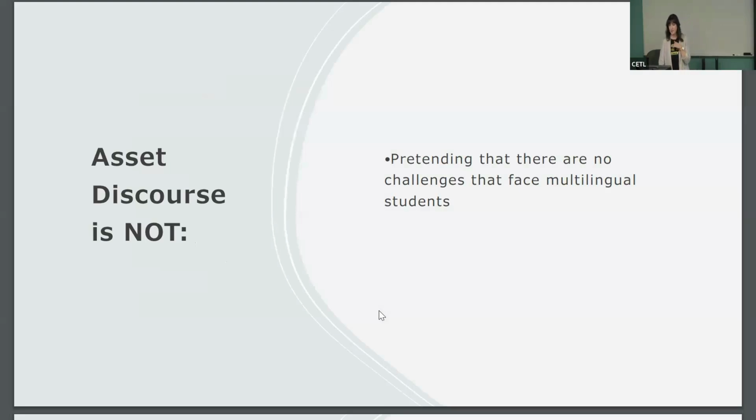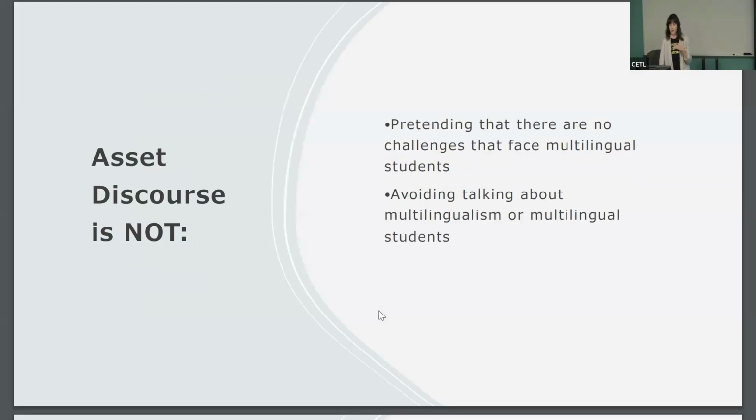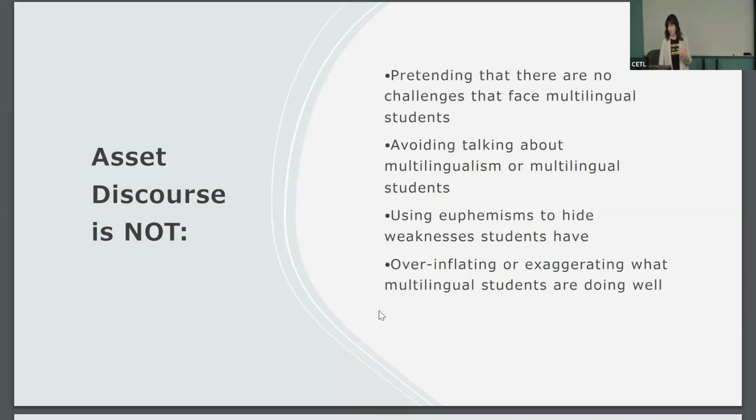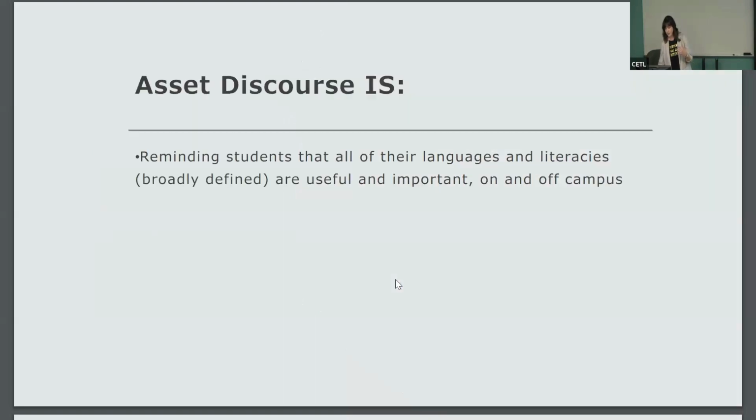Asset discourse is not pretending that there are no challenges facing multilingual students, avoiding talking about multilingualism, or using euphemisms to hide weaknesses that students have. The student may need to strengthen certain skills in the class, and it's not that you can't help them with that and point that out. It's about what you actually need them to learn and do in your class, and approaching that from an asset point of view, without exaggerating what multilingual students are doing well. Every student deserves the high expectations that we have for them.